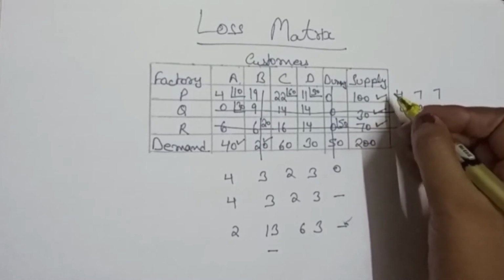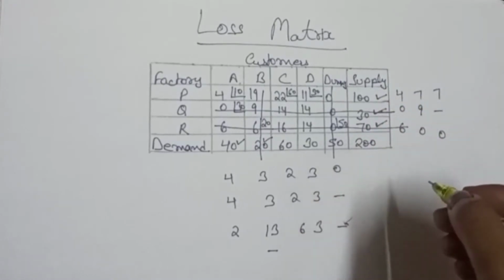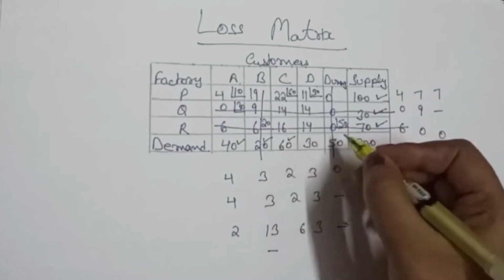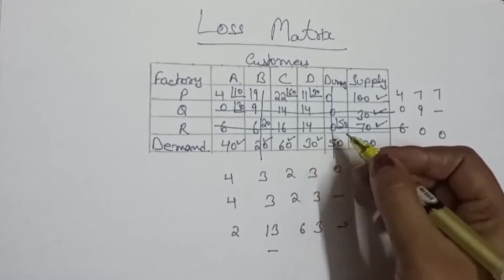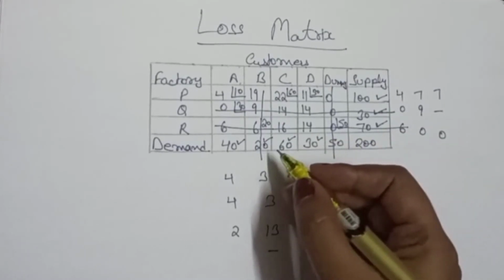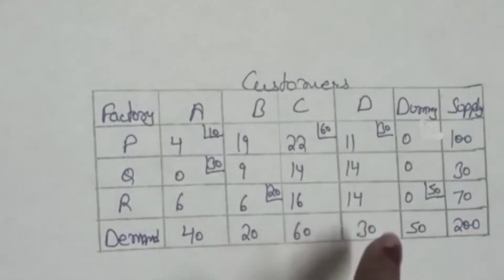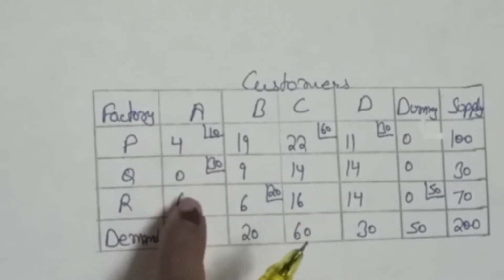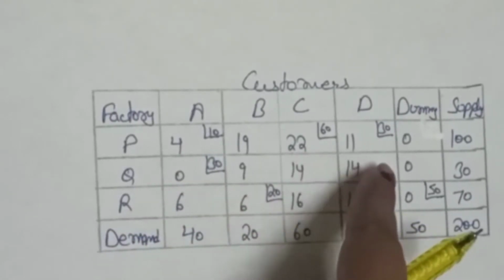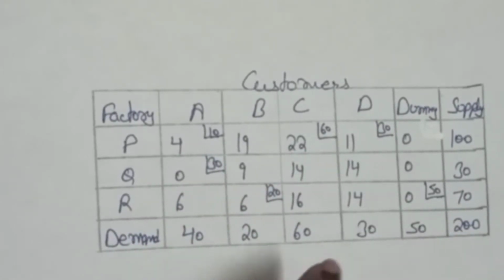Now this row has been also satisfied. Now you can see this column satisfied, this column satisfied. Now we have all our allocations. So students, now we have matrix with our allocations. We have 6 allocations: 1, 2, 3, 4, 5, 6. These are our number of allocations.